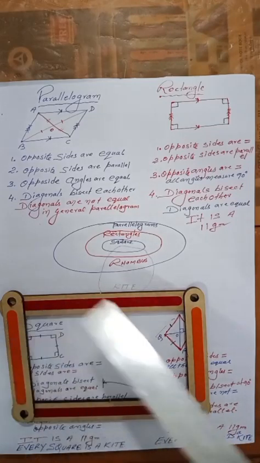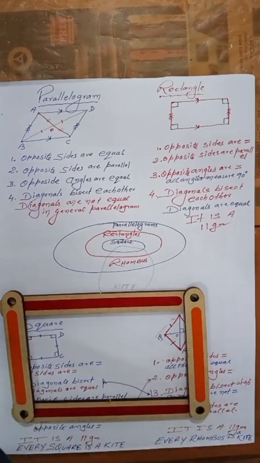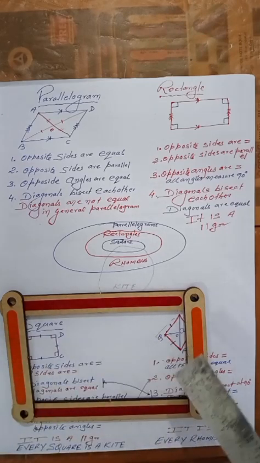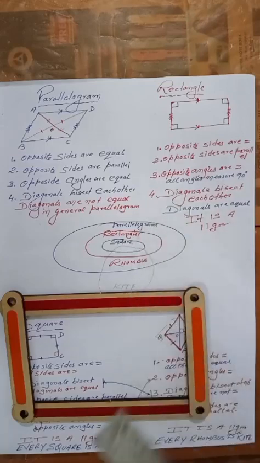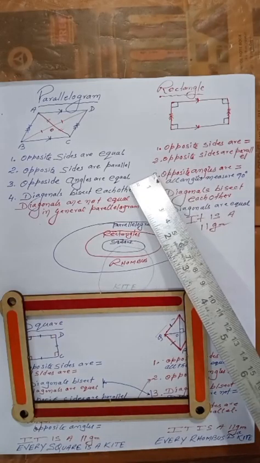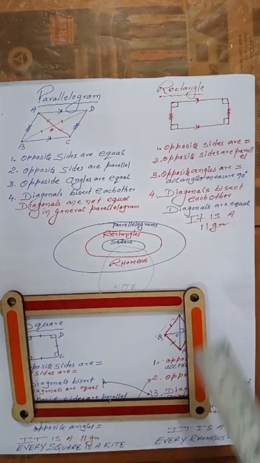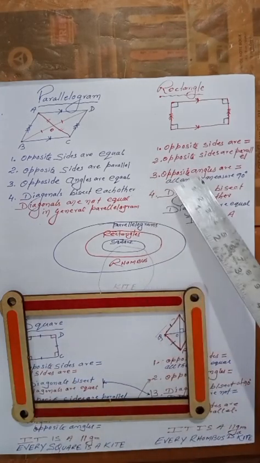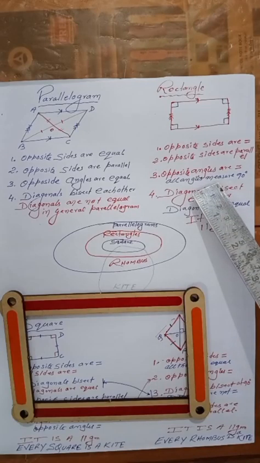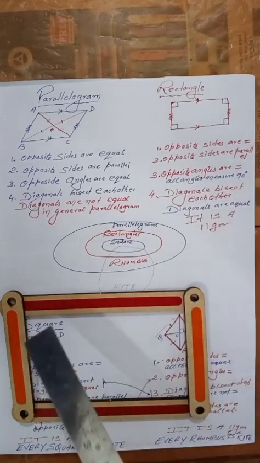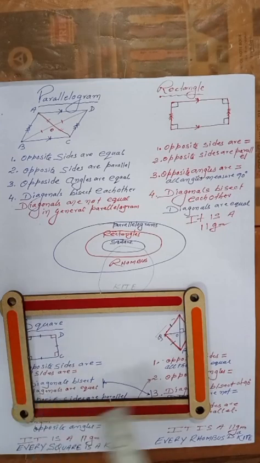So these sticks I used for making the parallelogram, now I am using for making the rectangle. So the opposite sides are equal. Clear? Opposite sides are also parallel, you can see opposite sides are parallel. Opposite angles are equal. Why? All the angles are 90 degrees.